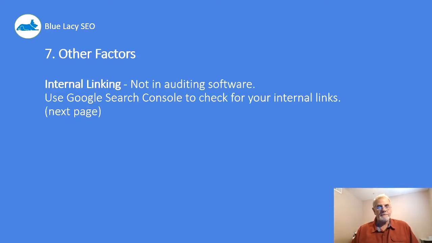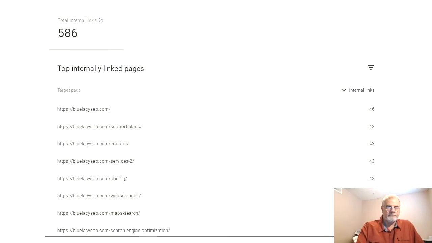Internal linking. This is not in the auditing software. You can use Google Search Console to check your internal links. They're just as important as the external linking or backlinks. So this is Search Console, and this is for my site, Blue Lacy SEO.